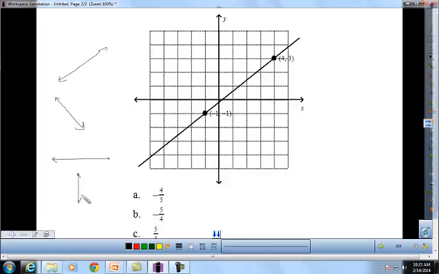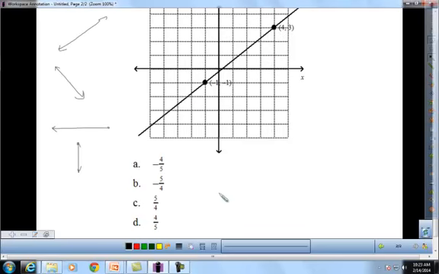And then we've got the one that goes straight up and down, and that was the one that we called undefined. So the first thing I always do when I look at these is I look to see what direction the line is going. As we're moving to the right, this line is going up. So on this problem, I know that this is going to be positive slope. So right away, I can get rid of answer A and answer B because those both have negatives.